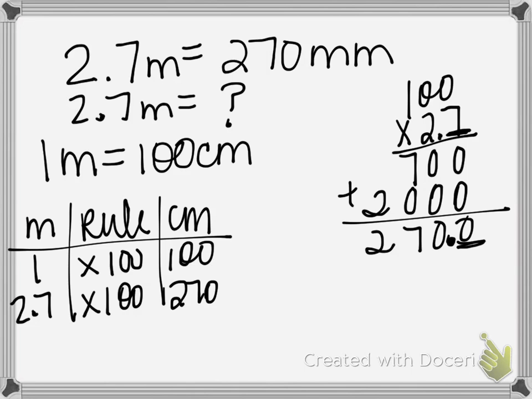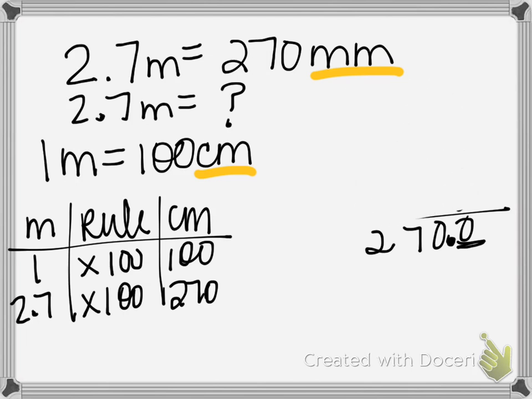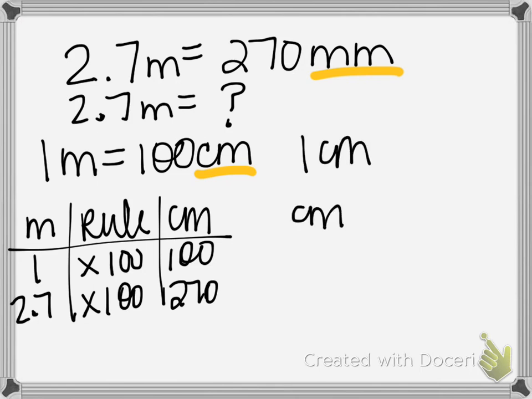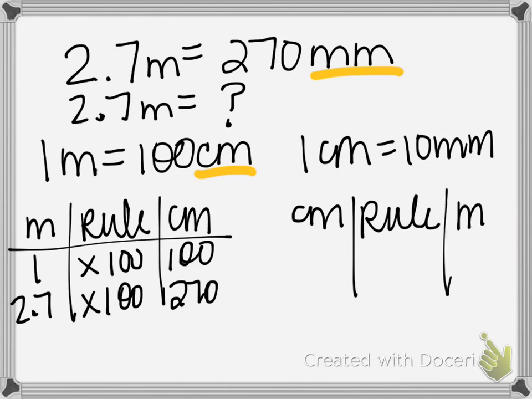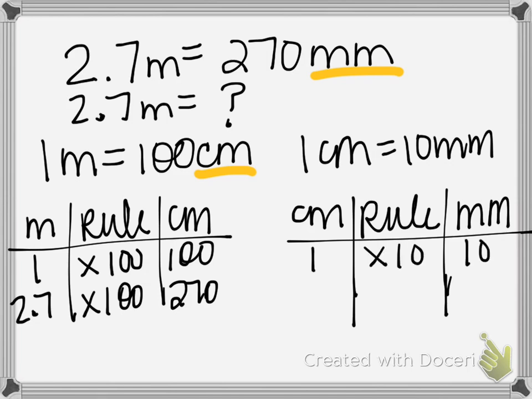But that's not it, because I'm only in centimeters and I want to go to millimeters. So let's erase this and clear some space for us, because we need to go down to millimeters. So looking at this now, we have centimeters. We know that 1 centimeter equals 10 millimeters. So centimeters, we're going to come up with a rule, and we're going to go down to millimeters. So we have 1 centimeter equals 10. Our rule is going to be times 10. But we have 270 centimeters.